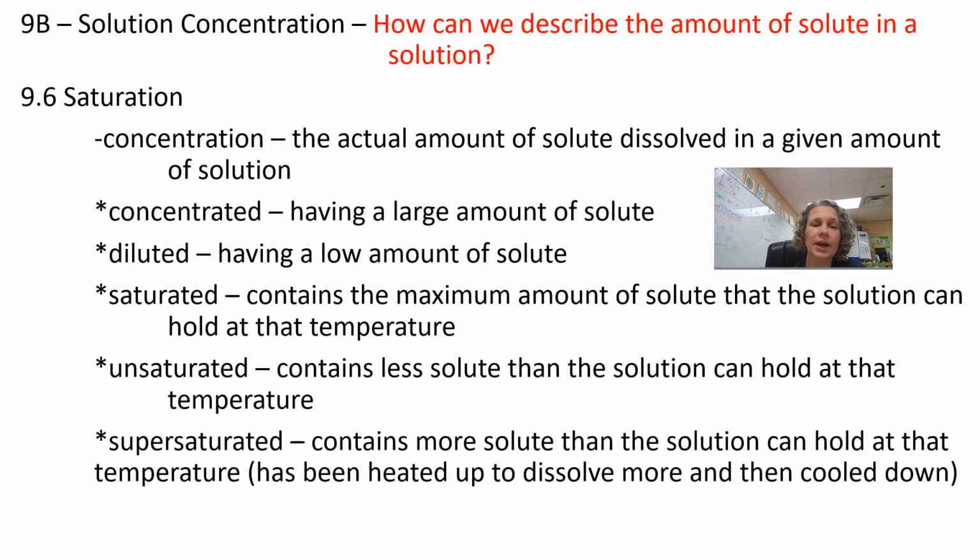Supersaturated is kind of a special case. It actually contains more solute than the solution should hold at that temperature. And these solutions have to be made. Essentially, you heat it up to dissolve more, and then you cool it back down. Syrups are supersaturated solutions, and rock candy is a result of a supersaturated solution. You take water and dissolve a whole bunch of sugar in that water as you heat it up, and then you can cause it to crystallize, and it's what makes that cool rock candy.